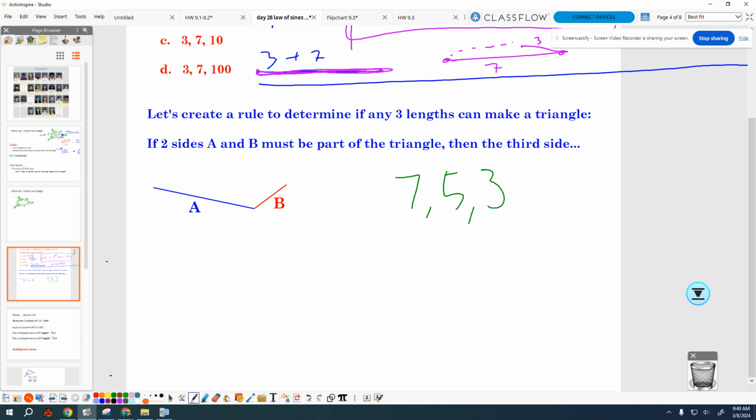Okay, hold on. First, of these 3 numbers, which one do you want to pick as your third one? Okay, the 3. So the rule was that the third side had to be bigger than the difference. What is the difference between 7 and 5? 2. Is 3 bigger than 2? Yes. Okay, so we're good so far. And then smaller than the sum. What is the sum of 7 and 5? Okay, so he's right. Cool.